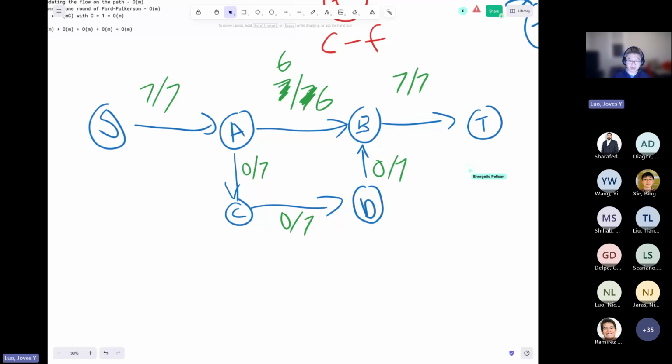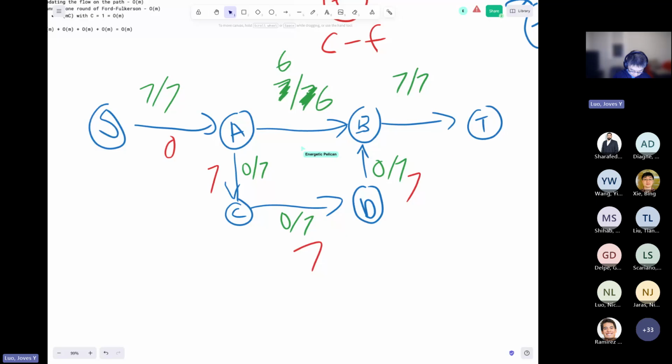If I don't update my flow, what capacity am I sending to Ford-Fulkerson? I can't send the original capacity. If I send the original capacity, it's just going to rerun Ford-Fulkerson from scratch. I don't want that, right? If I don't update the flow and I send just the capacity minus flow, I'm going to send 0, 7, 7, 7, 0. And that's no good because it's going to assume I can't send anything from S to T at all, right?